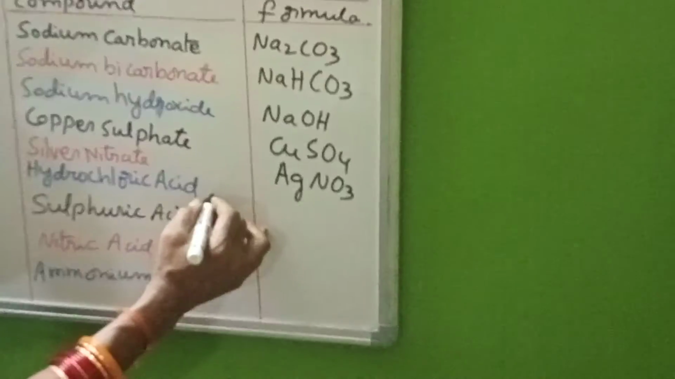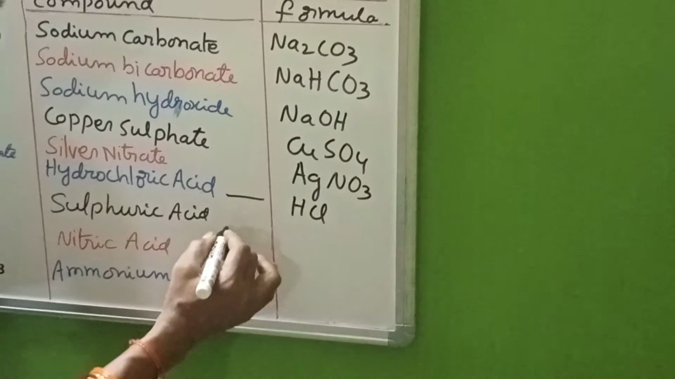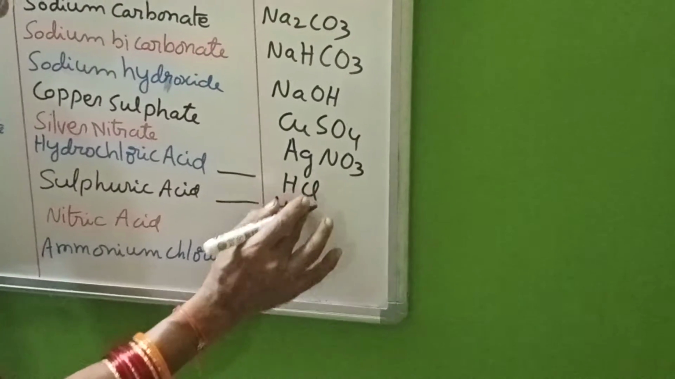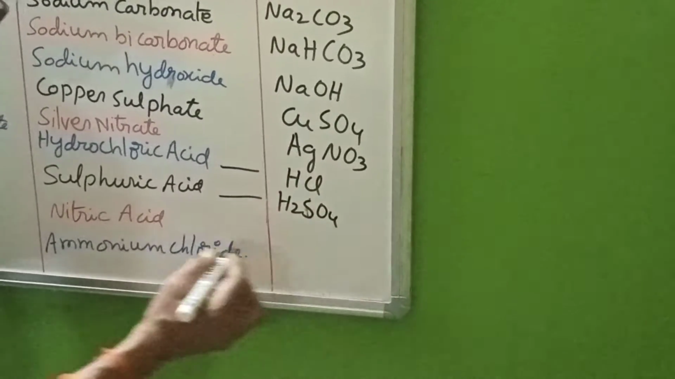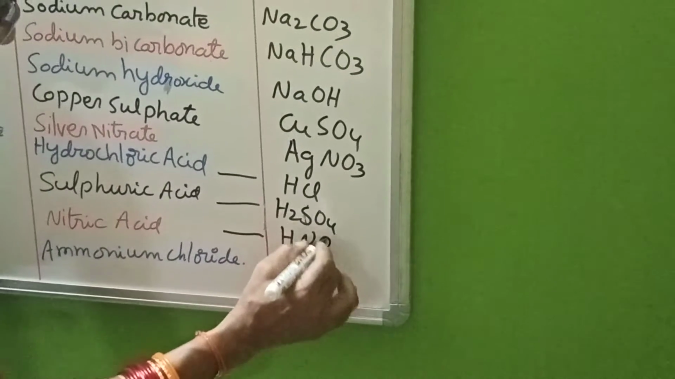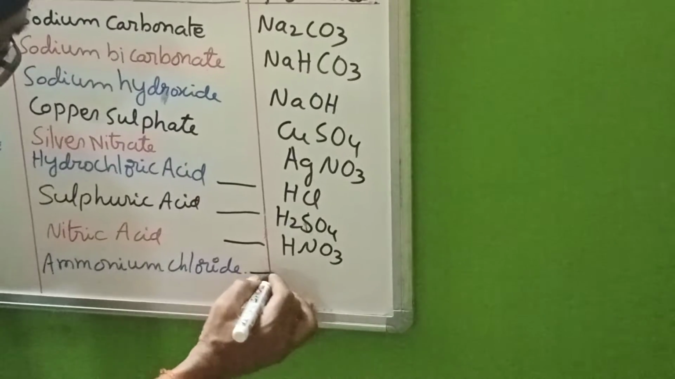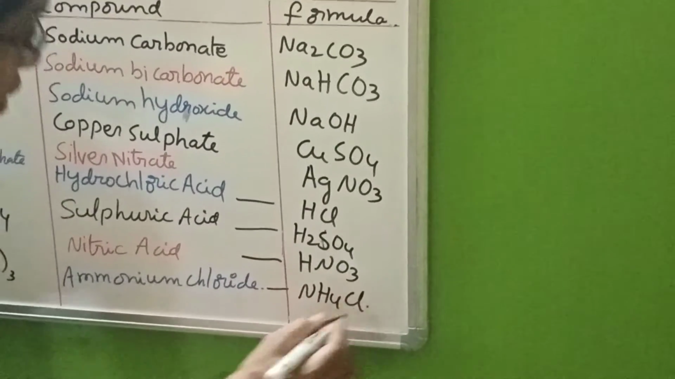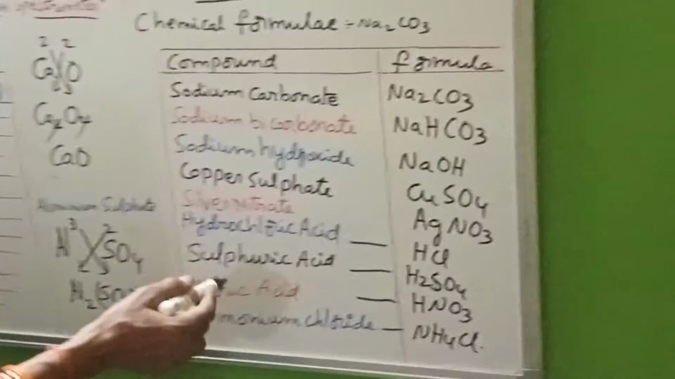Next, hydrogen chloride, hydrochloric acid HCl, sulfuric acid H2SO4. H2SO4, it is the king of acids. Next, nitric acid HNO3 and ammonium chloride NH4Cl. In this way you can write the formula for different compounds.